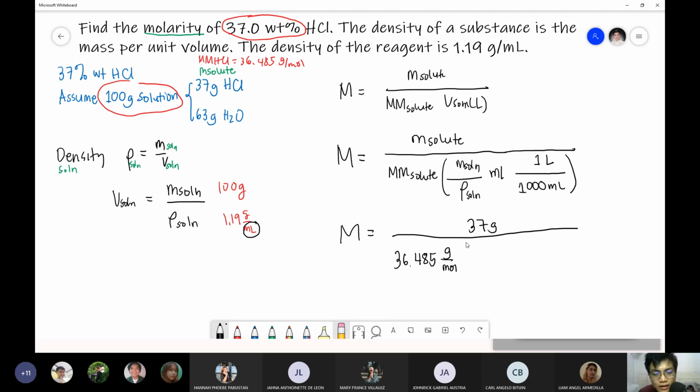This thing here, yun yung pang volume ng solution natin. So, the mass of the solution is 100 grams divided by 1.19 grams. Okay? And then you need to convert that kasi ml yan into liters. So, divide by 1,000 lang.